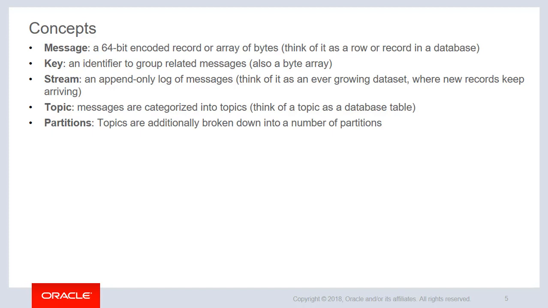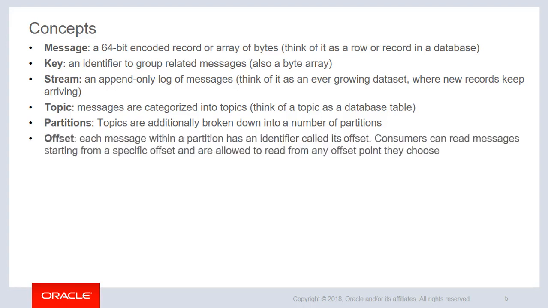There's something called a partition. So topics are additionally broken down into a number of partitions. Each message within a partition has an identifier called its offset. Consumers can read messages starting from a specific offset and are allowed to read from any offset point they choose.